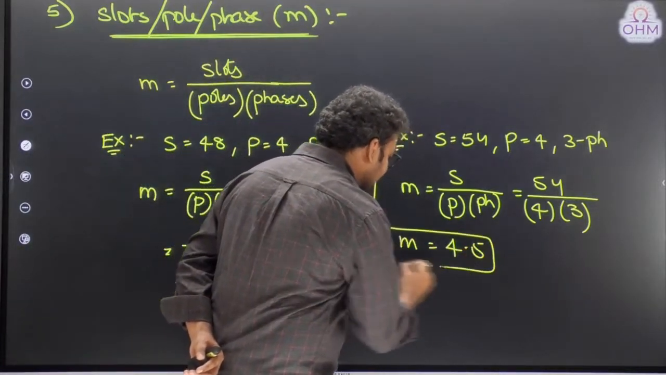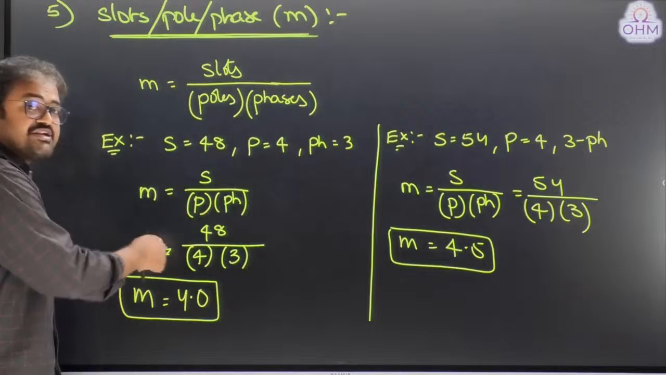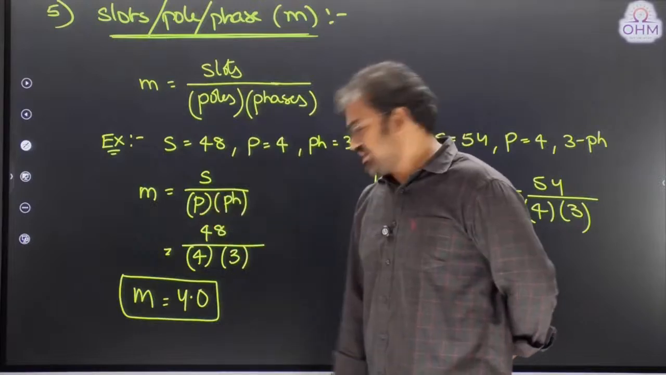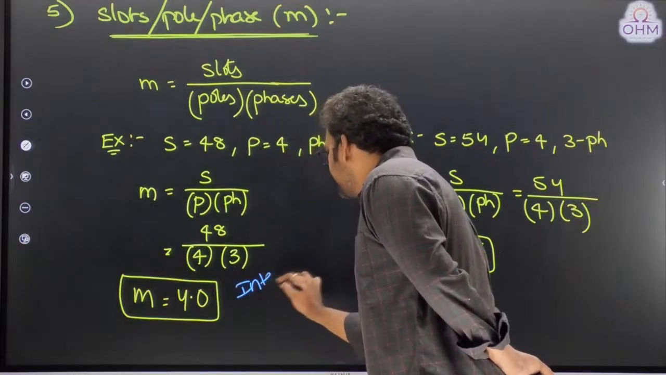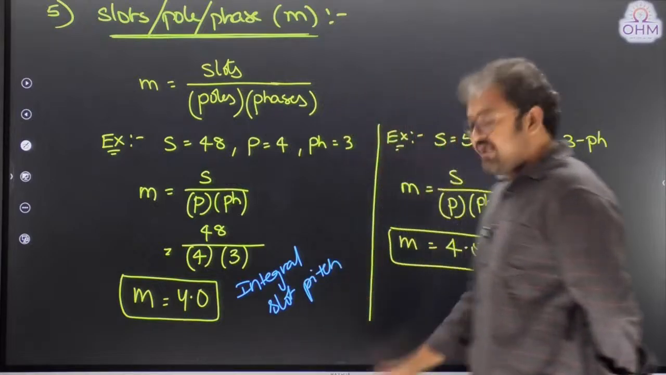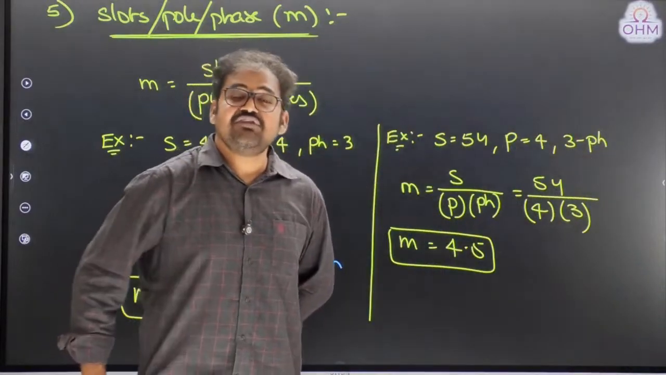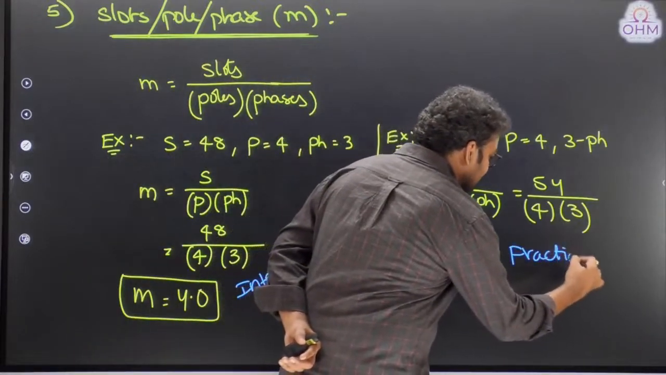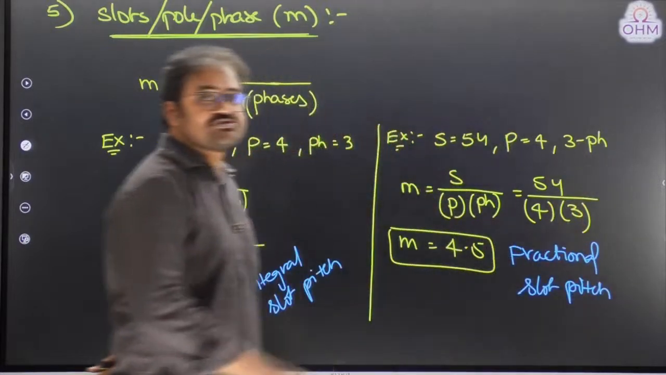Therefore, if you look at both M values, in the first example, is M an integer or a fractional number? It is an integer. As M is an integer, we call it integral slot pitch winding. Whereas in the second example, what is the M value? 4.5. Is it an integer or a fractional number? Yes, it is a fraction, so we call it fractional slot pitch winding.